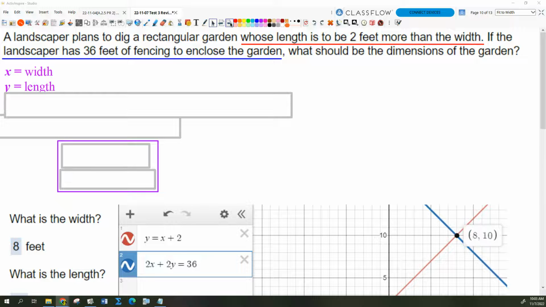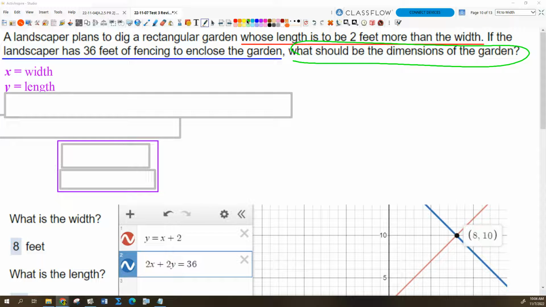How about one like this? A landscaper plans to dig a rectangular garden whose length is to be 2 feet more than the width. If the landscaper has 36 feet of fencing to enclose the garden, what should the dimensions be? Well, there's the question, right? What should the dimensions be? That's just asking for X and Y, right? The length and the width, okay?